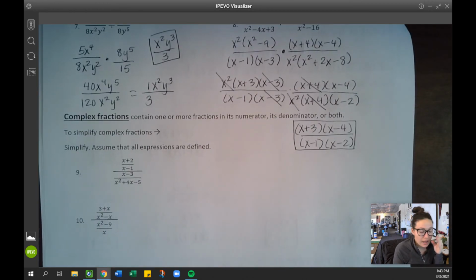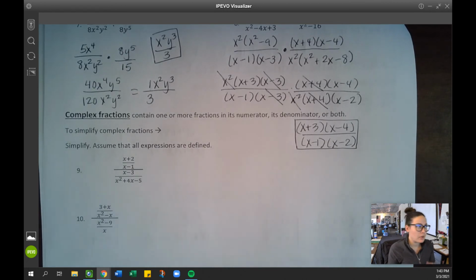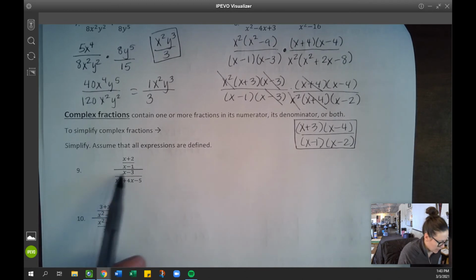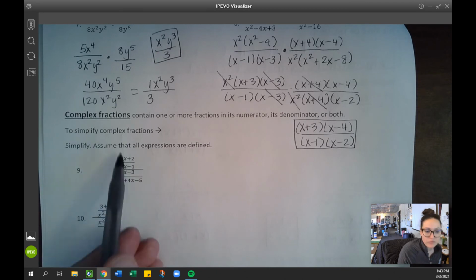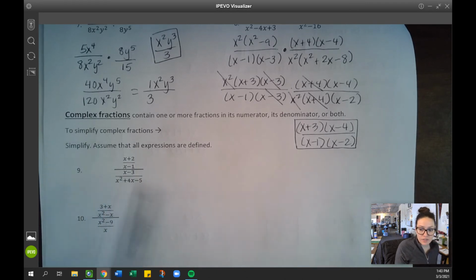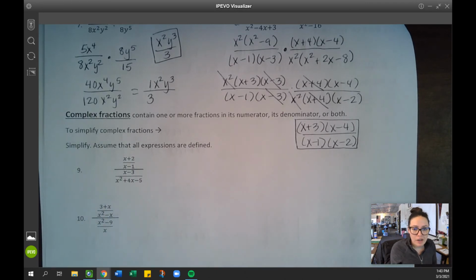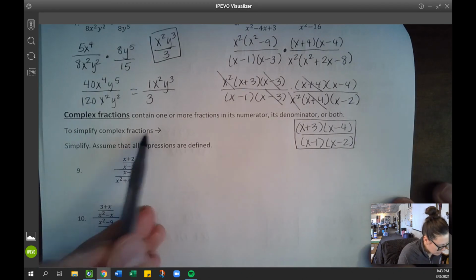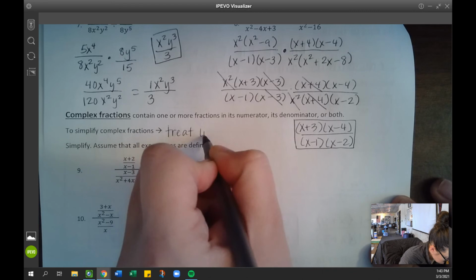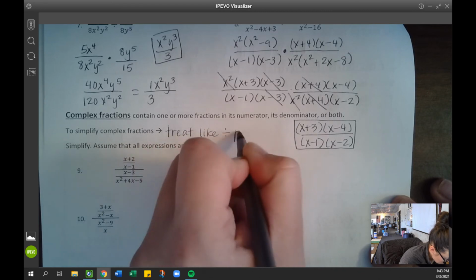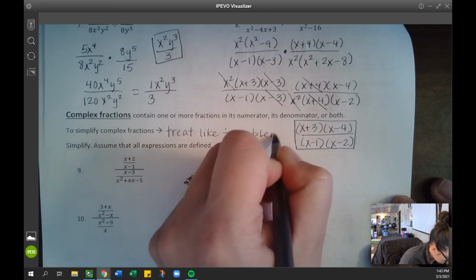Complex fractions. A complex fraction is basically when you have a fraction inside of another fraction. So like if you look at number 9, there's our big fraction line, but then in both the numerator and the denominator, it's a fraction itself. But what you have to remember is that a fraction just means that we are dividing. So to simplify complex fractions, treat it like a division problem, because that's exactly what it is.